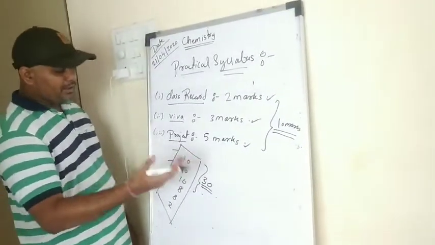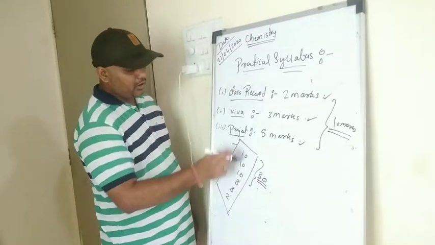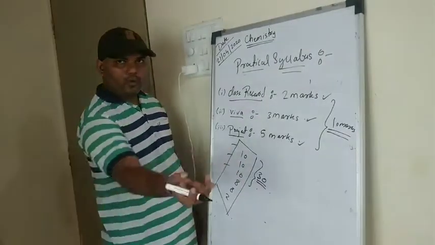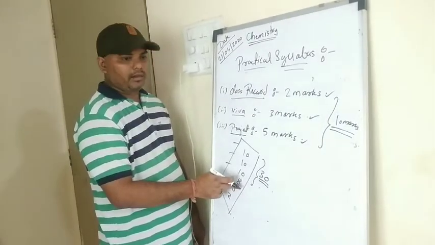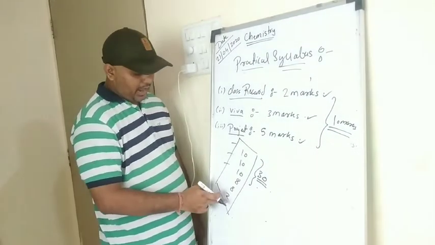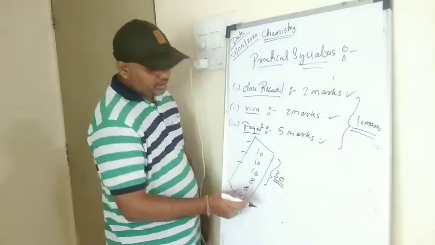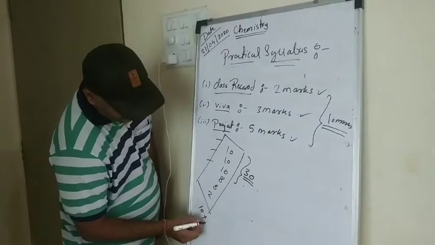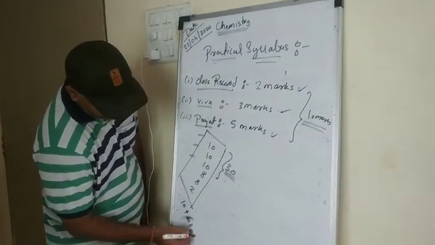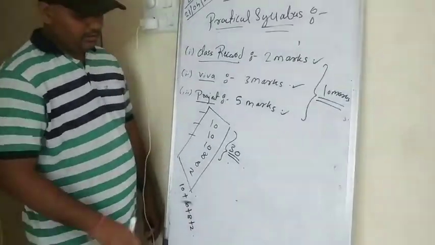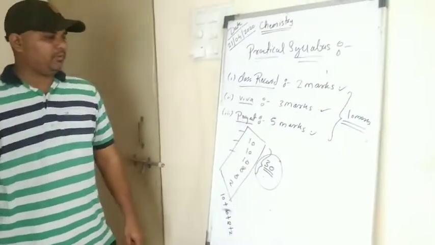What is the second chance you might get? 10 marks class record, 10 marks for volumetric analysis, 8 marks for either acidic radical or thermochemistry practical, and 2 marks for either the carbohydrate practical or the functional group practical. So it might be 10 plus 10 plus 10 plus 8 plus 2, like this, right? I hope you have understood that a total of 30 marks practical will be given.